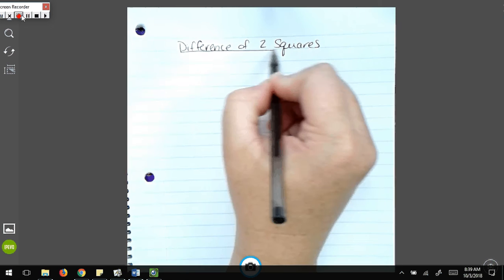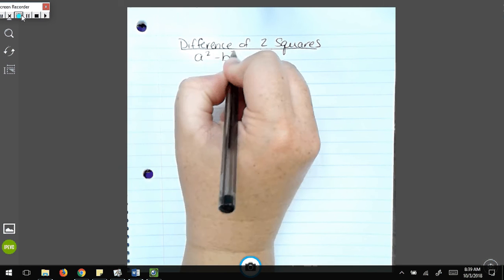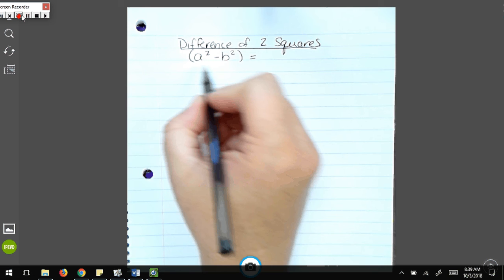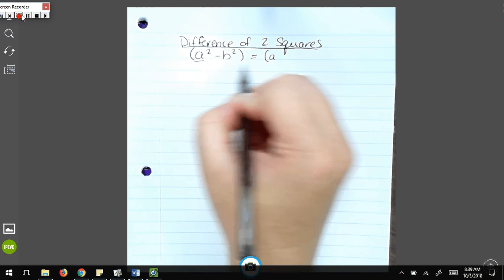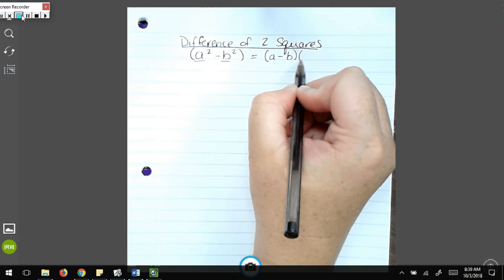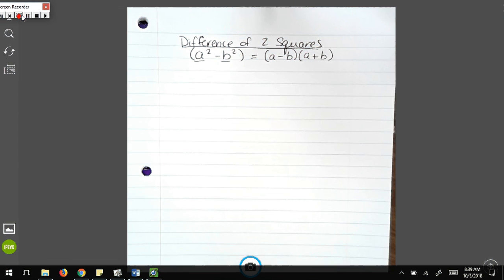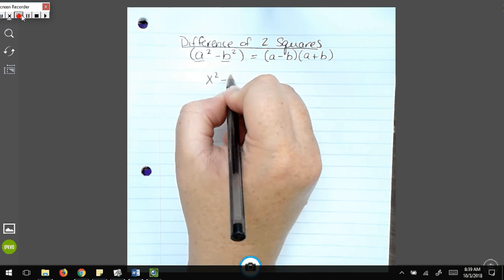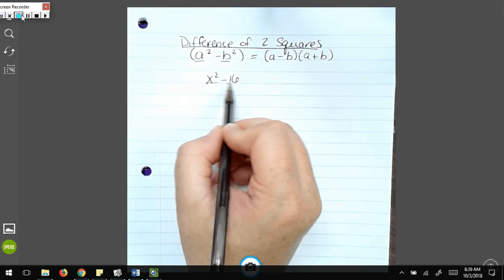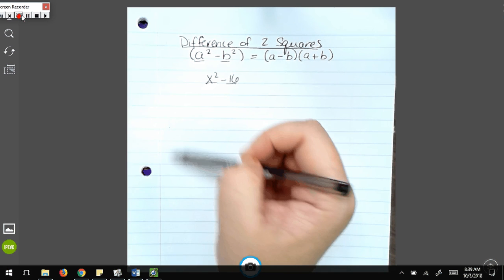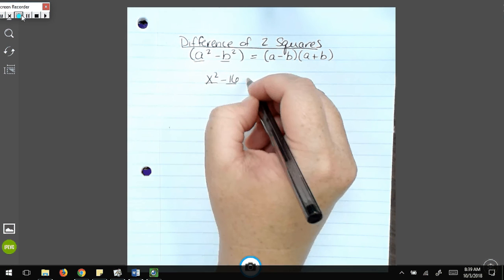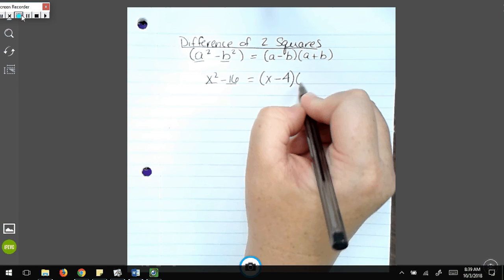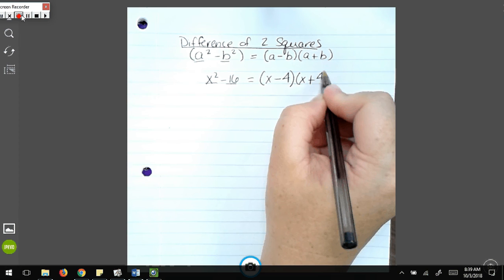So it looks like I've got these two perfect squares separated by a minus sign. This is probably the easiest of the patterns because when you factor it, you do the square root of the first one, the square root of the last one, and then you do the same thing but change the sign in the middle. Okay, so if I had, for example, x squared minus 16, I recognize that these are both perfect squares, and sometimes it helps to have a list of perfect squares off to the side of your paper. Because those are both perfect squares, I can factor it as the square root of the first minus the square root of the last, and then the square root of the first plus the square root of the last.